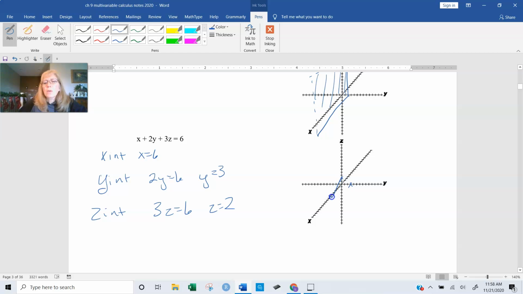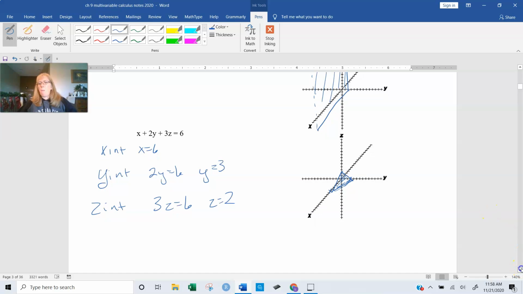Connect your 3 sides. And you're in that first octant, and you've got this little bitty triangle that you should be showing. I hope you did well.